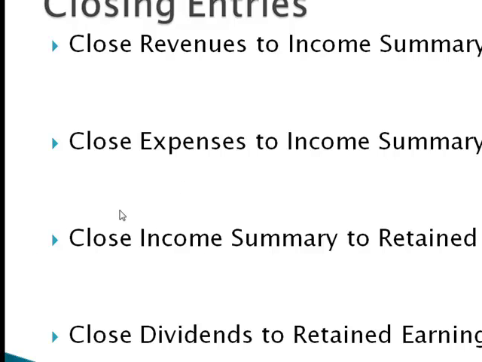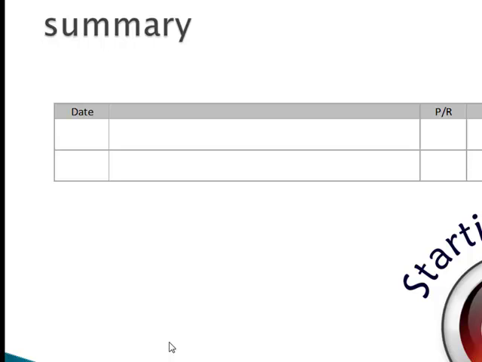Okay, so essentially income summary ends up being your net income and you're dumping it into retained earnings, just like the statement of retained earnings. And then finally you close dividends to retained earnings. So let's see how that works. First, you close your revenues to income summary.